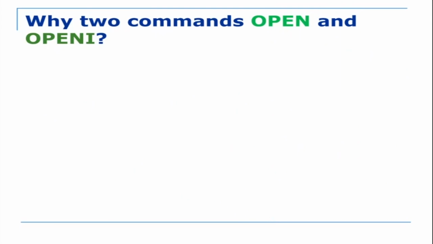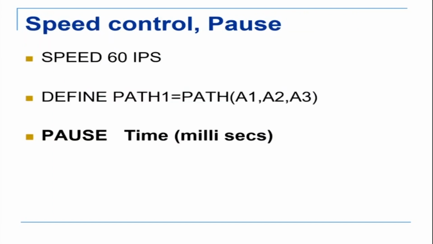Now, I just explained why two commands are there, open and open eye. That is essentially for safety purposes when a robot is moving, in terms of an open loop command or a closed loop command.